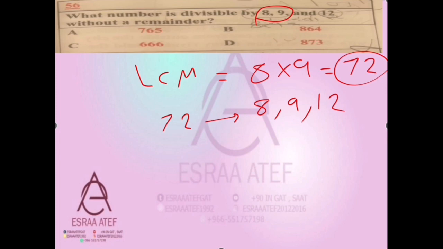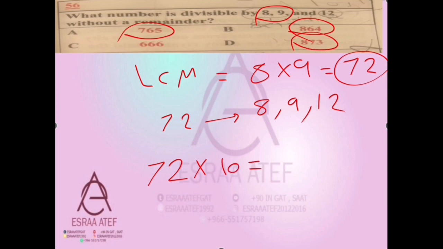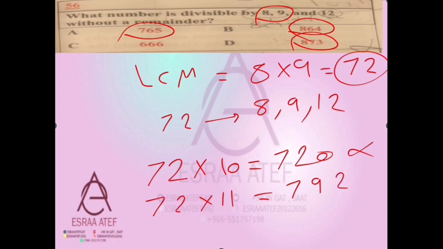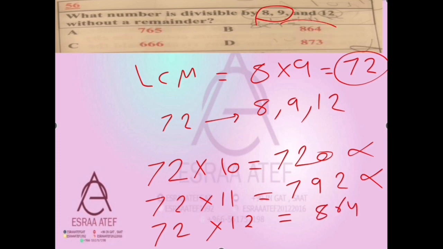Okay, how can we choose one of them? We will multiply 72 by the first numbers, the least one. I have here choices 765, 864, 873. So I will multiply it by 10, for example, it will be 720. It's not right. 72 times 11 will be 792. It's not right. And 72 times 12 is 864. So I can take the choice which is B.